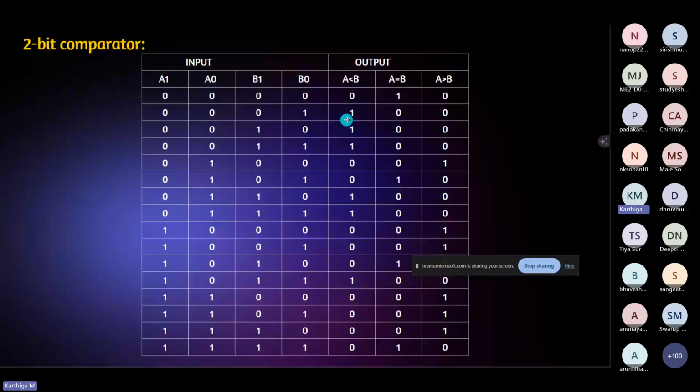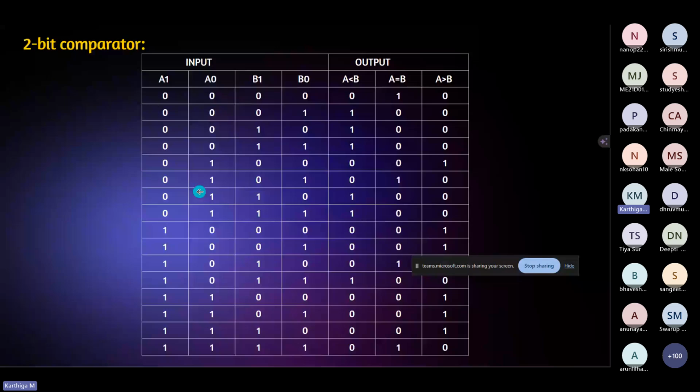Let's go to the third case. A1 is 0, A0 is 0, B1 is 1, B0 is 0. When you compare A1 and B1, what do you get? You can see that B1 is greater than A1. So directly you can say that B is greater than A, right? It's very simple. The same thing applies everywhere.